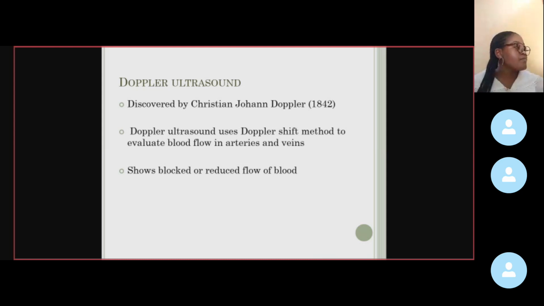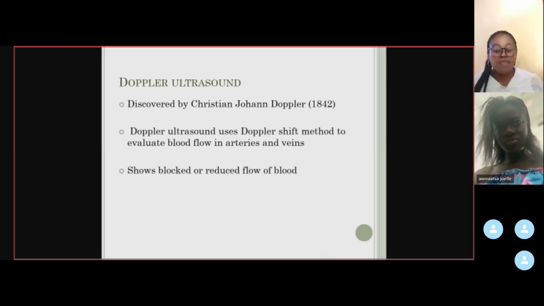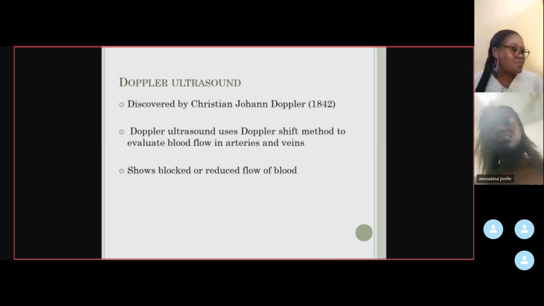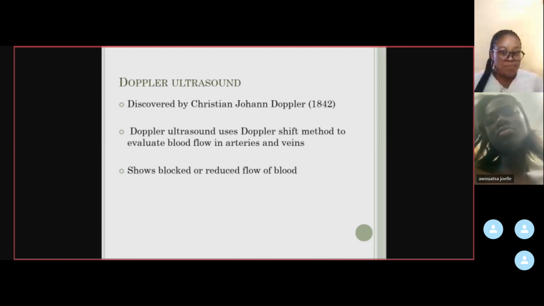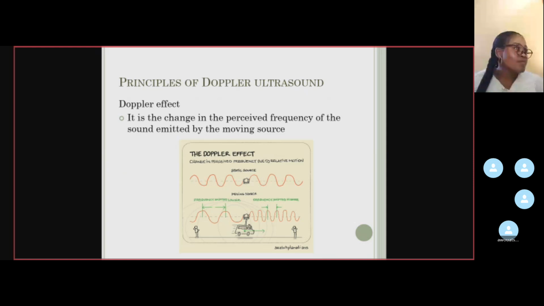So, what is a Doppler? A Doppler was discovered by Christian Johann Doppler in 1842, and for Doppler ultrasound, we use a Doppler shift method. So, in Doppler, what we do is we find out the blood flow in the arteries and veins. So if there is any flow in the artery, or any blockage in the artery, we can perform that with Doppler ultrasound. So it shows blocked or reduced flow in the blood.